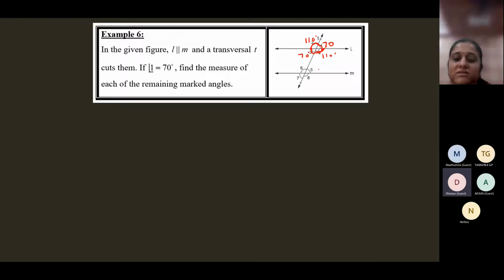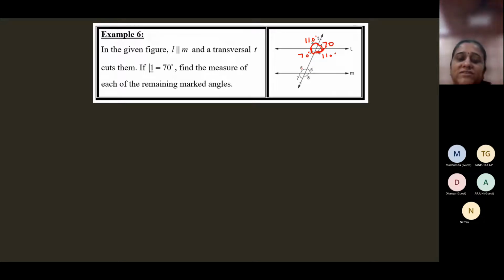Alternate interior angles are equal, because angle 3 is equal to angle 5. Angle 3 is 70 degrees, so 5 is also 70. Alternate interior angles are equal. Or you can also say angle 1 is equal to angle 5, corresponding angles are equal. Anything you can say.